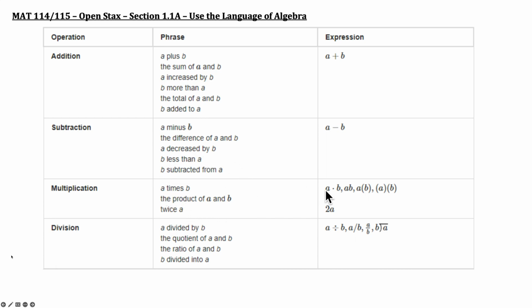A times b, that's ab. The product of a and b, again, product is the answer to multiplication, so a and b should be in parentheses. Twice a, sometimes you have a word that represents a numerical value, so twice is 2, then times it to a. A divided by b, there's our division symbol. The quotient of a and b, again, that's the answer to a division problem, so again, put parentheses around the a and the b. The ratio of a and b can be written as a fraction. Either of these two fractions work. And b divided into a gives us the long division box.